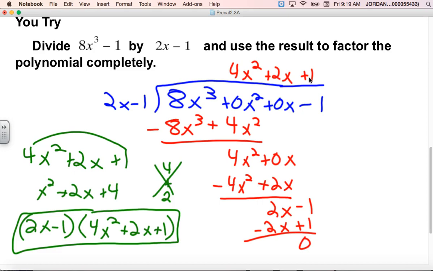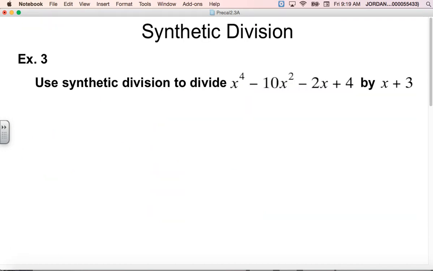When that happens, that means there's no way to factor that any further. Okay, so we said to factor it completely. So our 2 factors are just 2x minus 1, the original divisor, and our quotient 4x squared plus 2x plus 1. Those are the only 2 things that we can simplify it down to that multiply to give us the original expression. All right, so now let's look at what's called synthetic division.